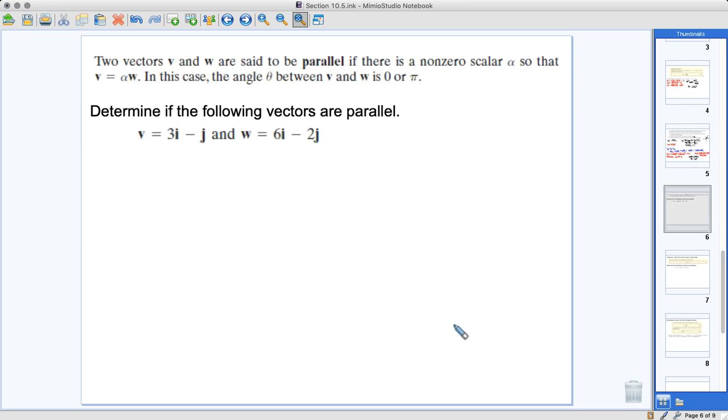All right. So, ways to determine if two vectors are parallel. So, if they're parallel, okay, your angle between your two vectors is either 0 or pi, or 180, because you might get 180 in your calculator, and that's the same thing. Okay. So again, I'm using this formula.